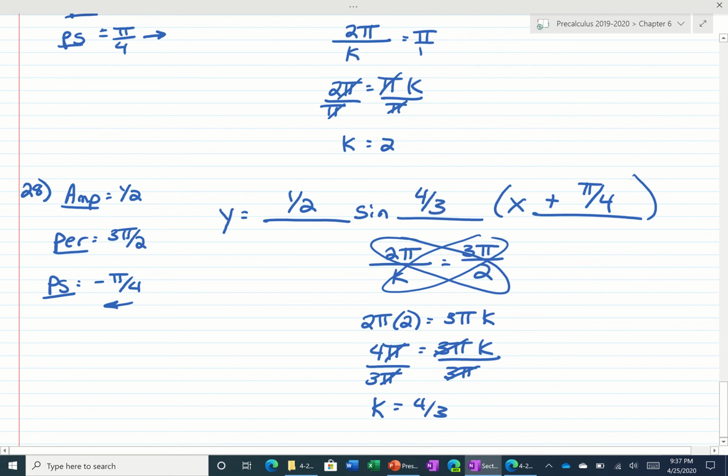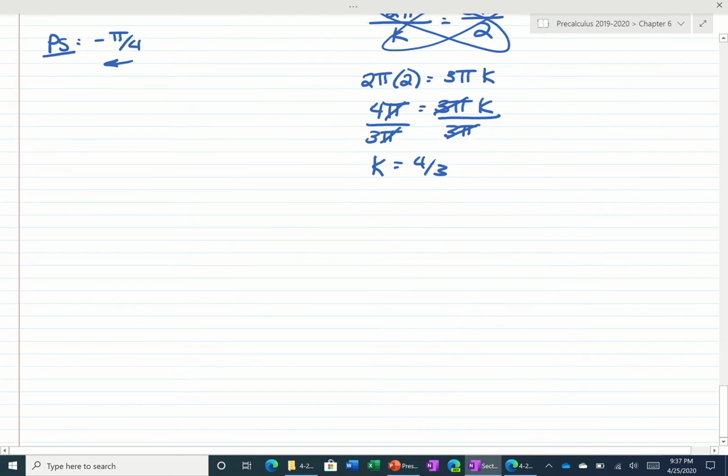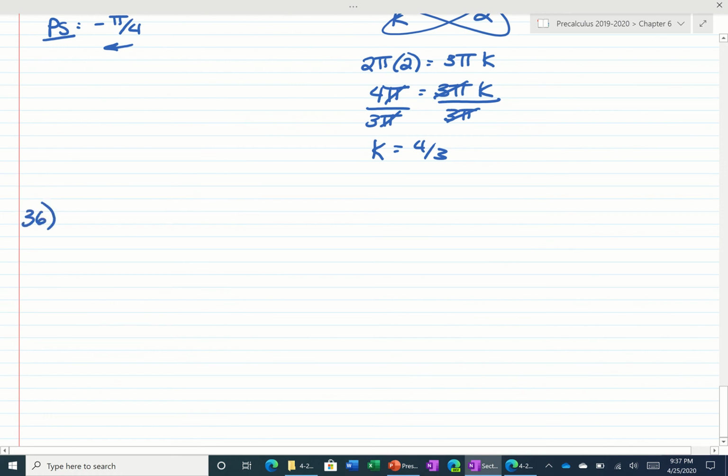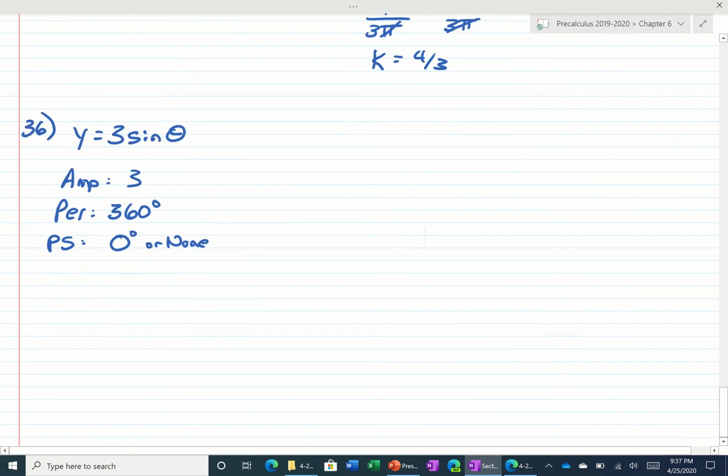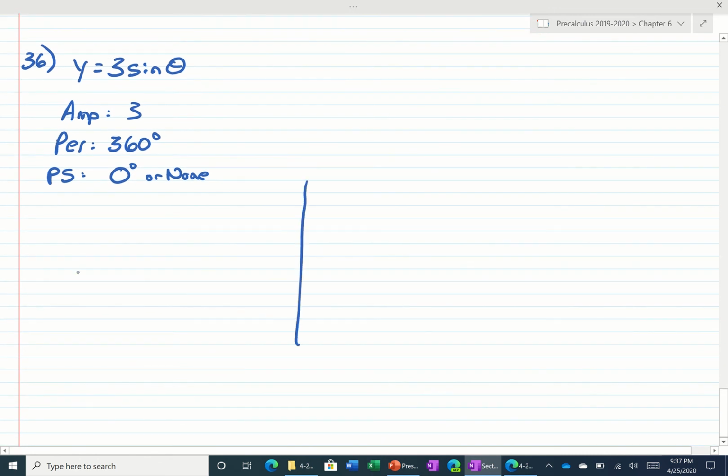Alright, and let's see what I asked you to graph. For number 36, the problem says y is equal to 3 times the sine of theta. So usually we find the amplitude, period, and phase shifts first. The amplitude would be 3, period is normal period of sine. There's no number in front, and the phase shift is none or 0. So if you go to graph this, I did ask you to graph from negative 360 to positive 360. Amplitude's 3.